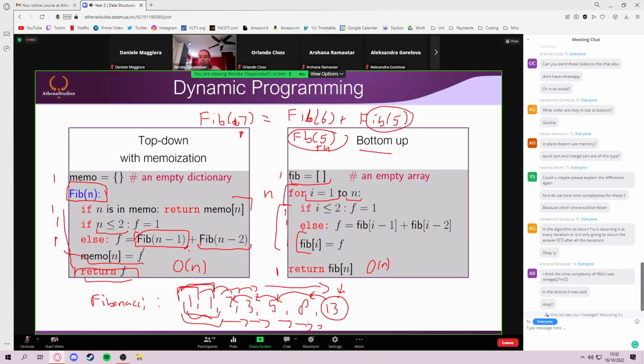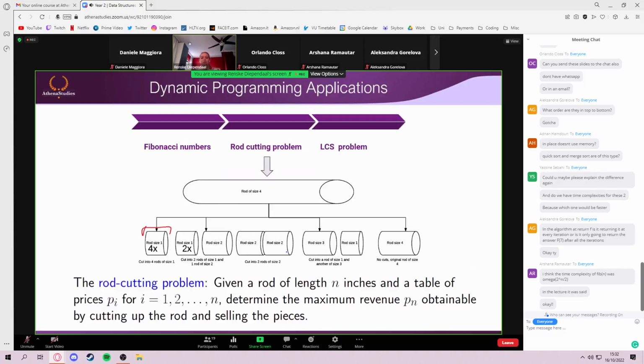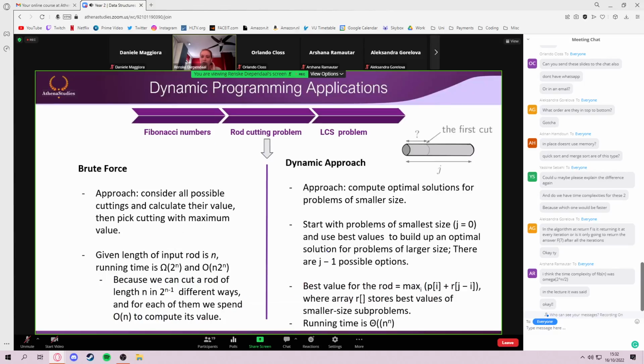All right. Let's see. So the rod cutting problem is really that all these sizes have a different price for which you can sell them, and which would be the optimal way to cut the rod so that you make the maximum amount of money, basically. So what you can do is use a brute force approach, basically.